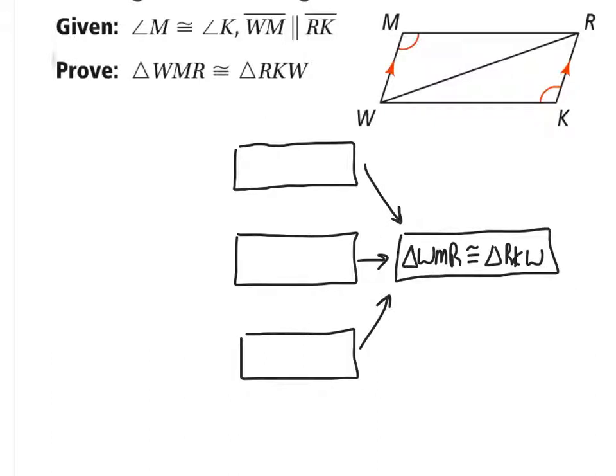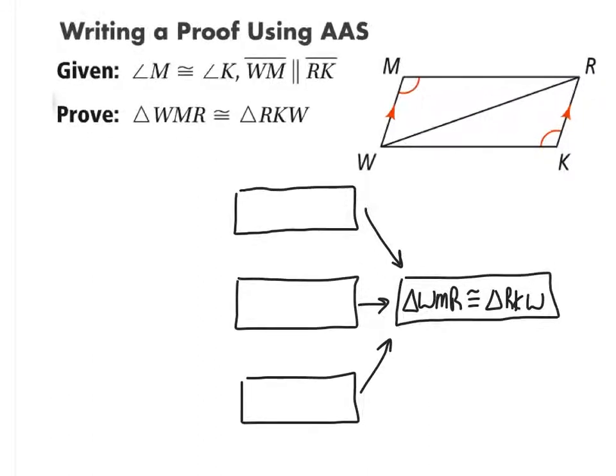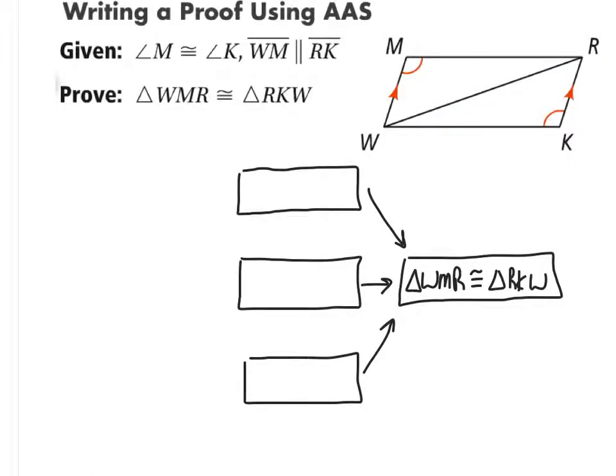My three known pieces have to be, I got them written on the board over there, either three sides for side, side, side, two sides and the angle between them for side, angle, side, two angles and the side between them for angle, side, angle, or two angles and a side that's not between them for angle, angle, side. Now, of course, in the instructions on this one, they tell us which one of those to use. They say use angle, angle, side. So we've got to find two angles and a side that's not between them.